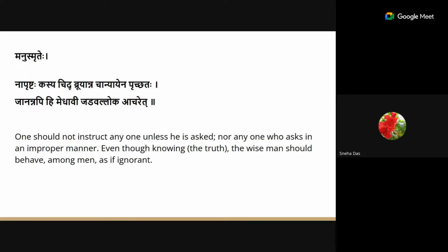Na pṛṣṭaḥ kasyachit, bruyan. Actually, it would be easy for you if you say it like bruyan nacha nyayena, nacha nyayena. It would be easy if you break it down like this, into three parts: na, cha, nyayena. Try it that way.